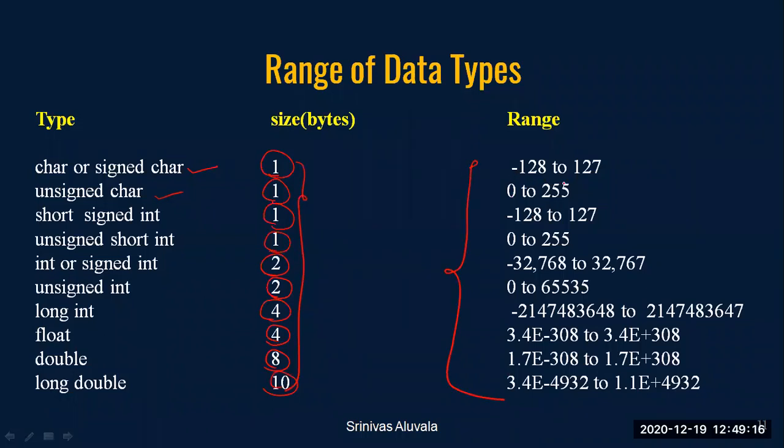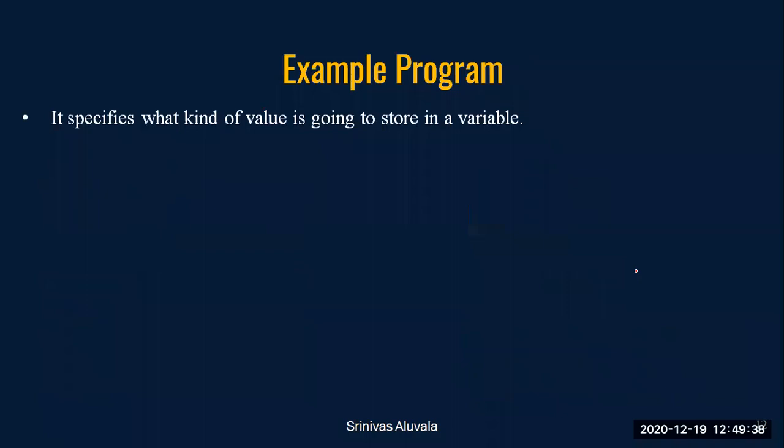And these are the ranges from which we can store values in them. Minus 128 to 127, if we take a character, I can store 255 characters like this, and the value from minus 32768 to 32767. These are the different ranges. It is only for your reference, which you can look at in the textbook or anywhere else. Next, let's move into an example program.